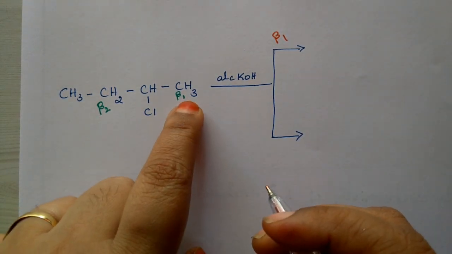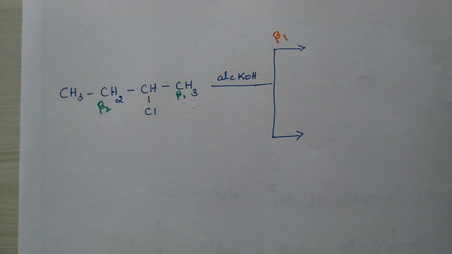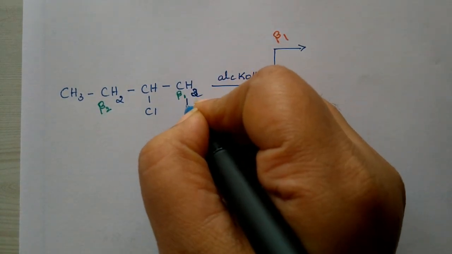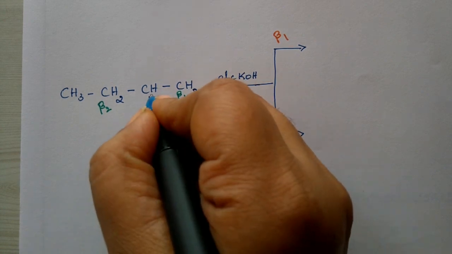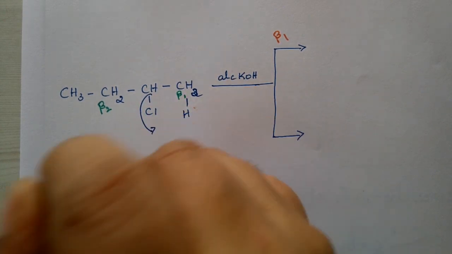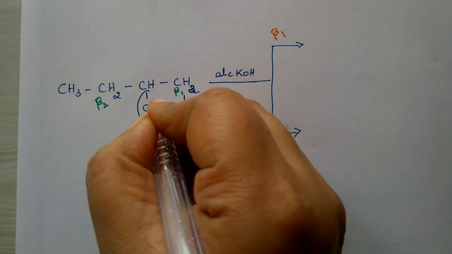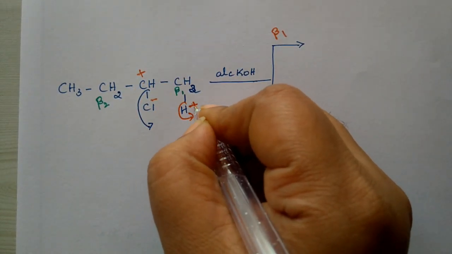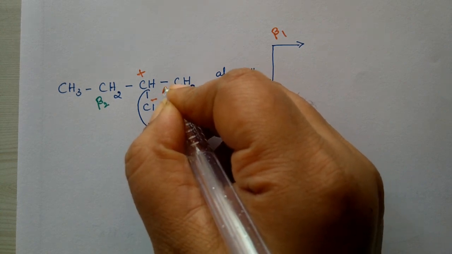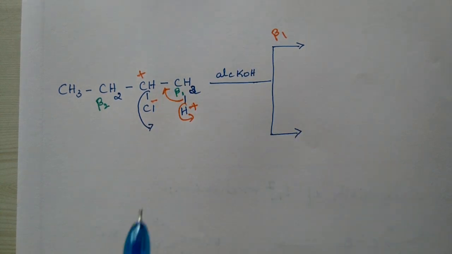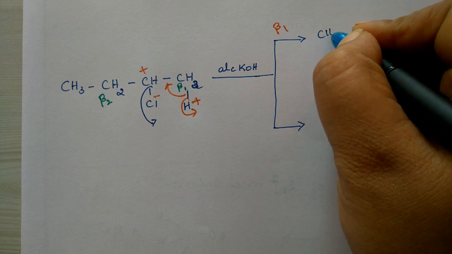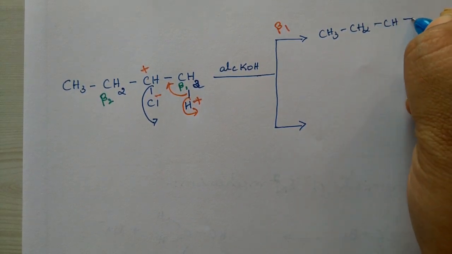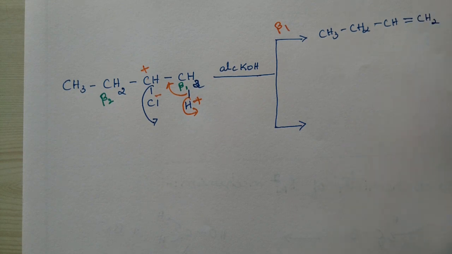Hydrogen has been eliminated from this, so let us write that one as a CH2 group, CH2, with one hydrogen here. Cl is going to leave as Cl minus. If it is Cl minus, then the carbon is plus. Hydrogen leaves as H plus, then this bonded pair shifts. So it becomes CH3, CH2, CH, double bond, CH2.